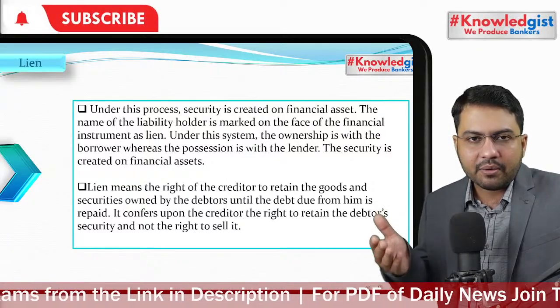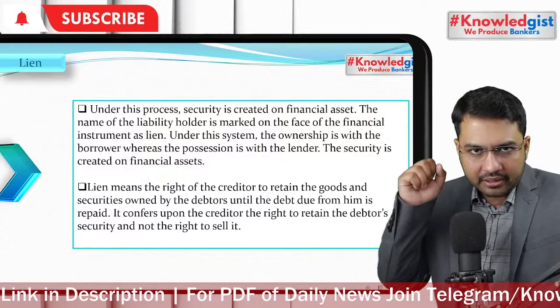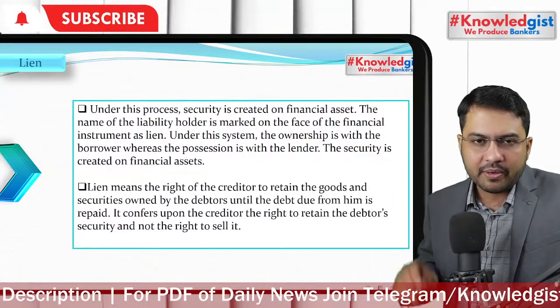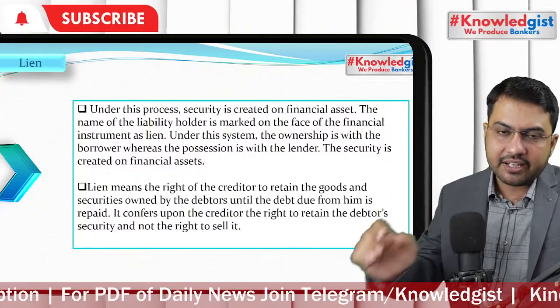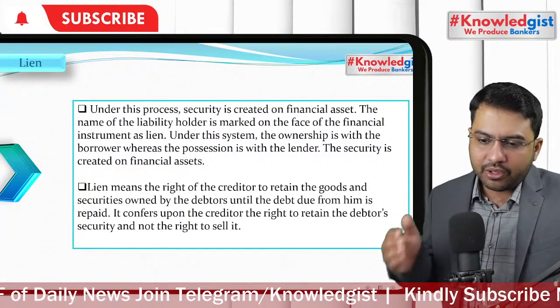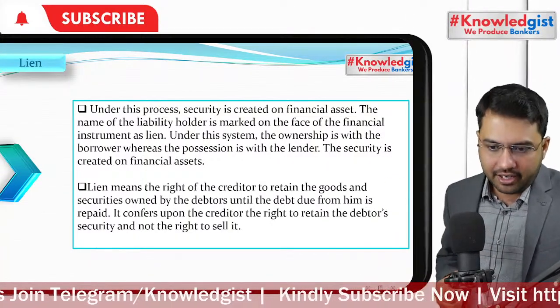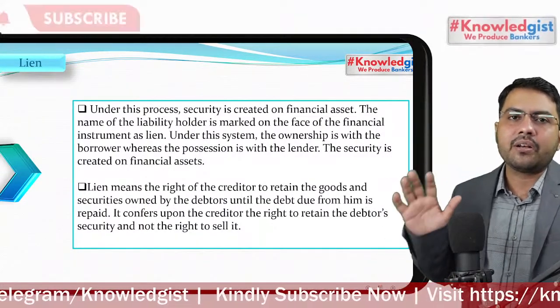If you are keeping a fixed deposit receipt as lien, on the face of that document you have to mark that it is under lien to this and this bank. Under this system, the ownership is with the borrower, whereas the possession is with the lender. The security is created only on financial asset.